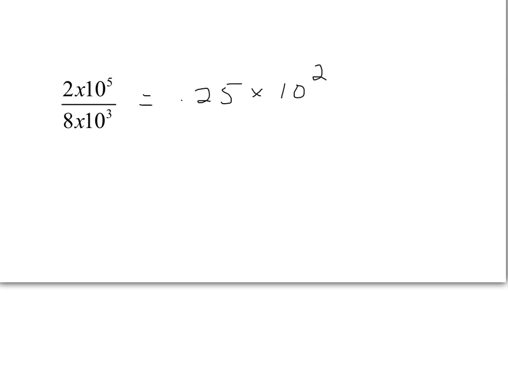This number has a problem though. 0.25 isn't between 1 and 10, so I'm going to move this decimal over 1 to the right. When I did that, I made 0.25 into 2.5, so I made that into a bigger number. In order to balance the whole thing, I'm going to take 1 away from 2 and turn that into a smaller number. So this turns into 2.5 times 10 to the first.